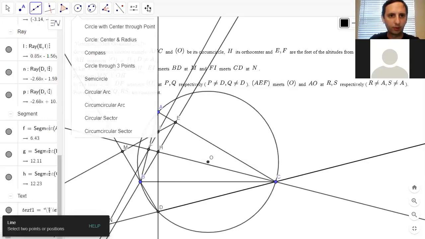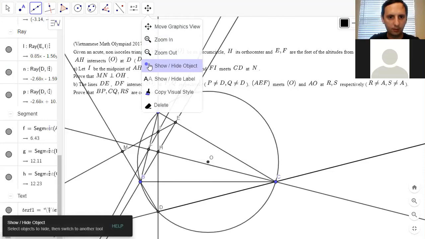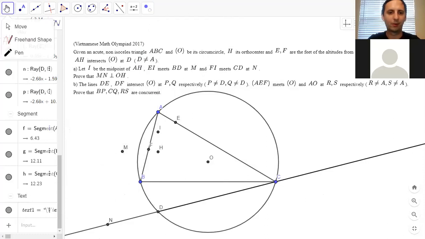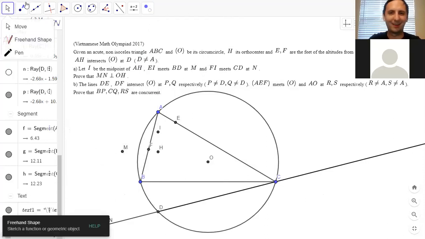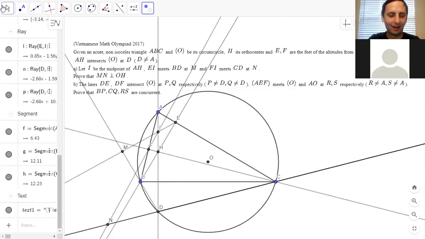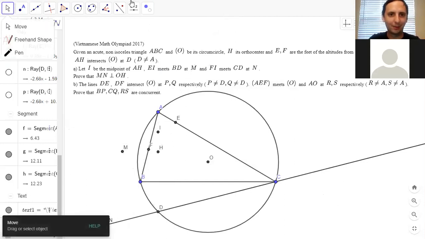All right, so now I'm going to start hiding things. It's the radical axis of the 9-point circle and the circumcircle of ABC. Oh, okay. So because it's the radical axis of those 2, it has to be perpendicular. So we've already solved part A. Yeah, that was fast. All right. I suspect that part B is going to be harder.